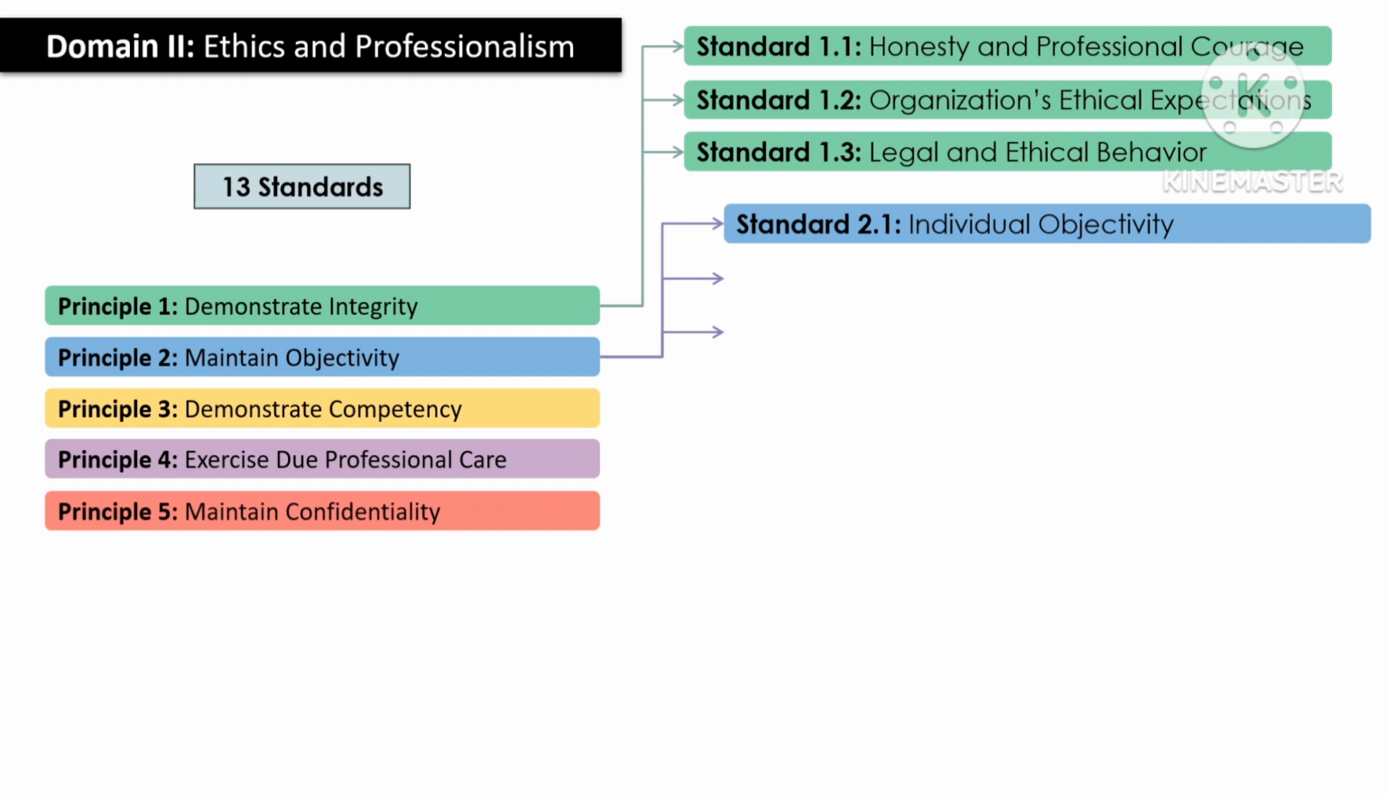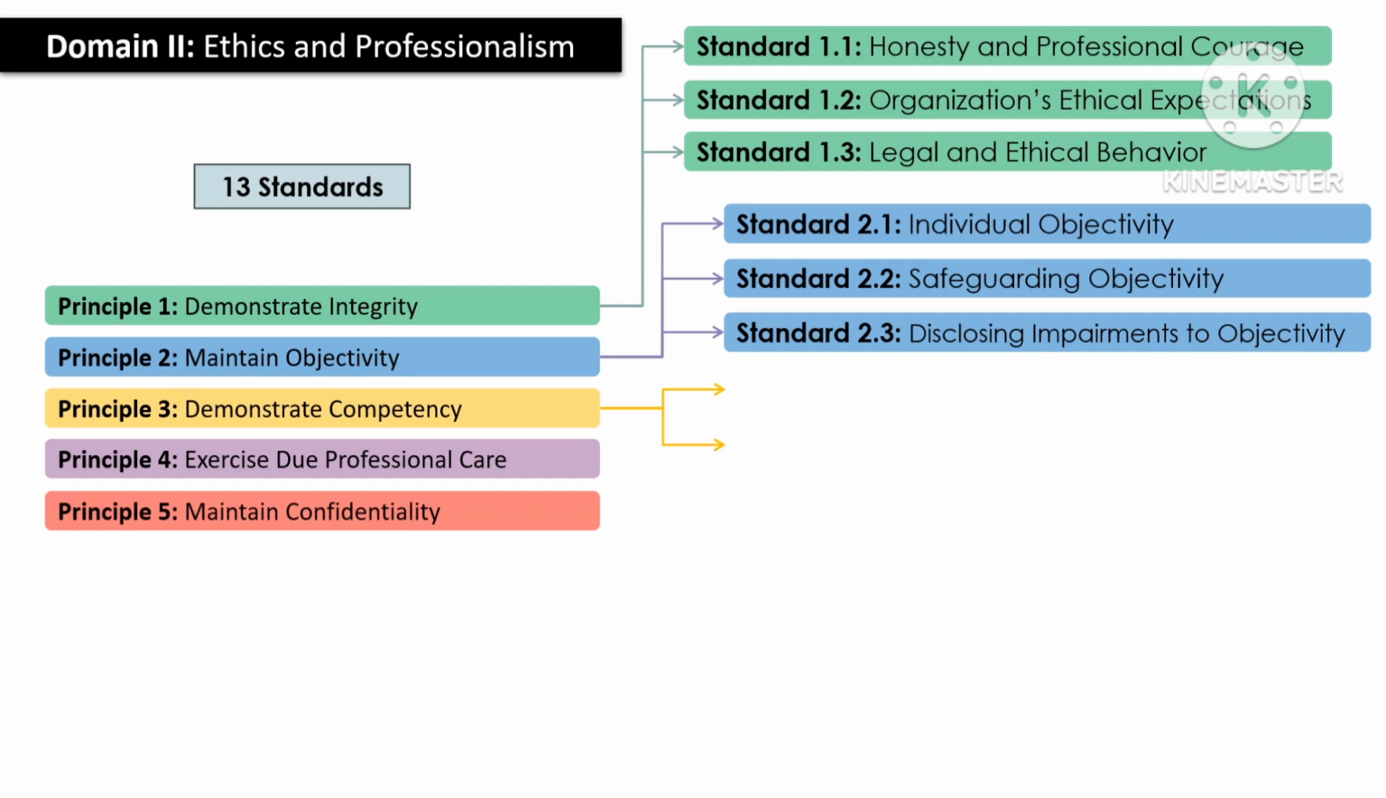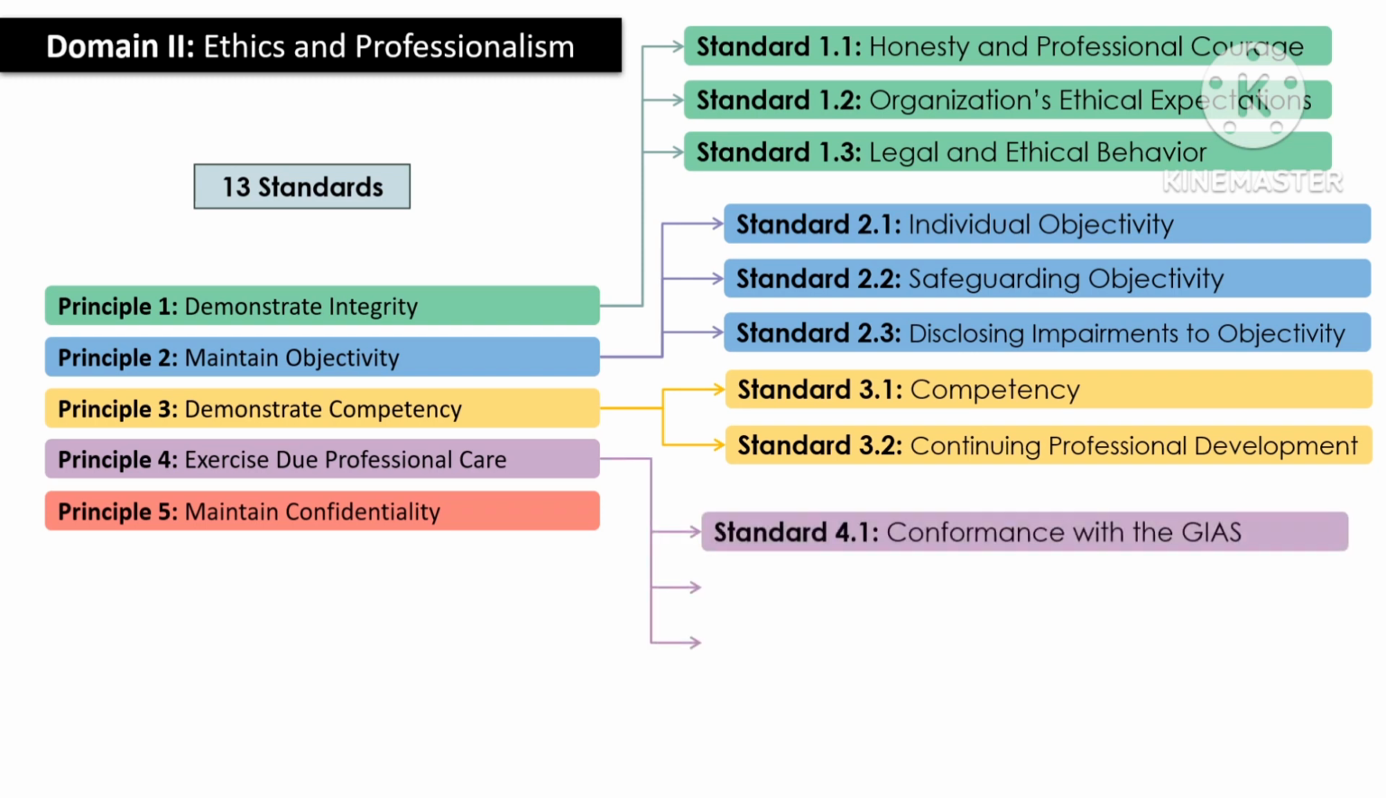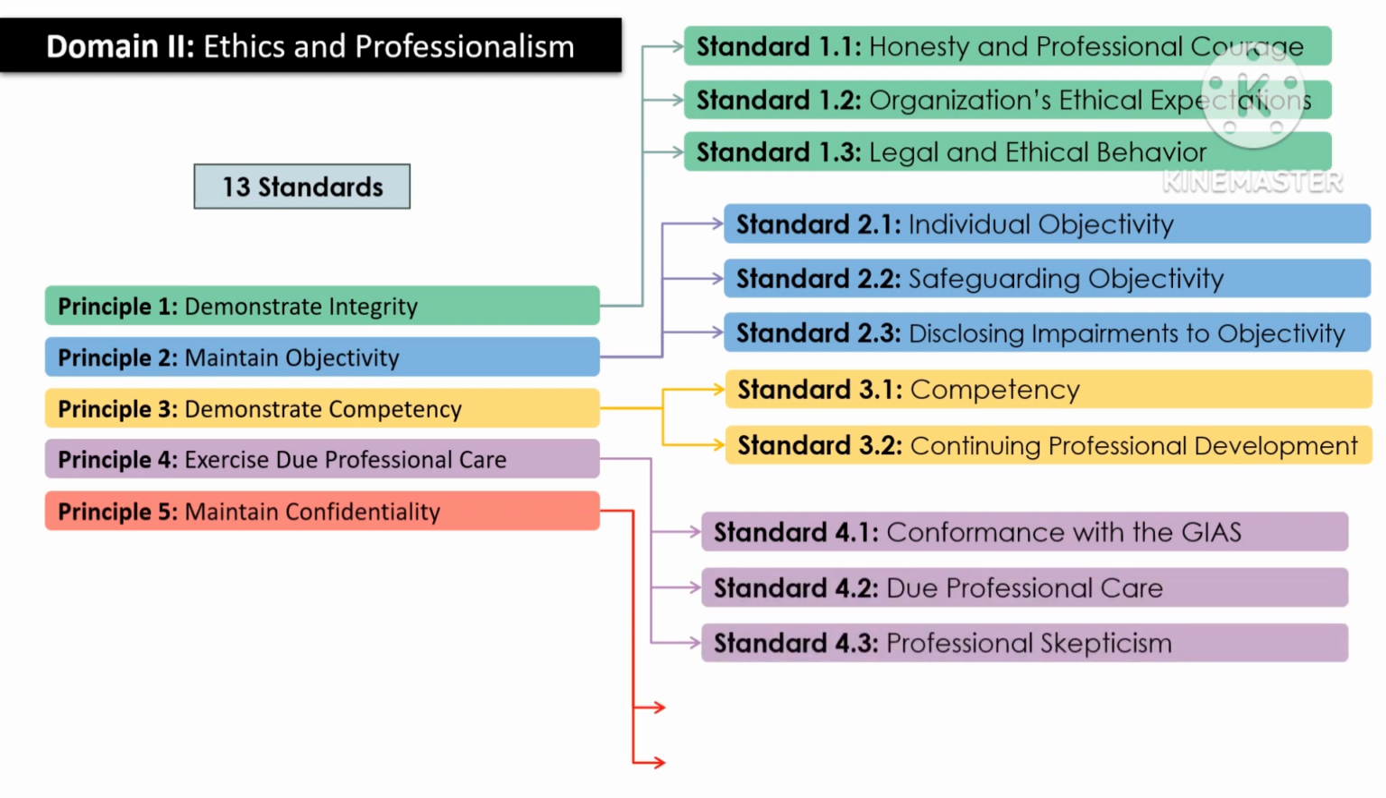For principle 2, we have standard 2.1, individual objectivity, and 2.2, safeguarding objectivity and disclosing impairments to objectivity. For principle 3, demonstrate competency, we have 2 standards: 3.1 is competency and 3.2 is continuing professional development. Then we have principle 4, exercise due professional care: 4.1, conformance with the standards, 4.2, due professional care, and 4.3, professional skepticism. For principle 5, maintain confidentiality, we have 2 standards: 5.1 is use of information and 5.2 is protection of information.